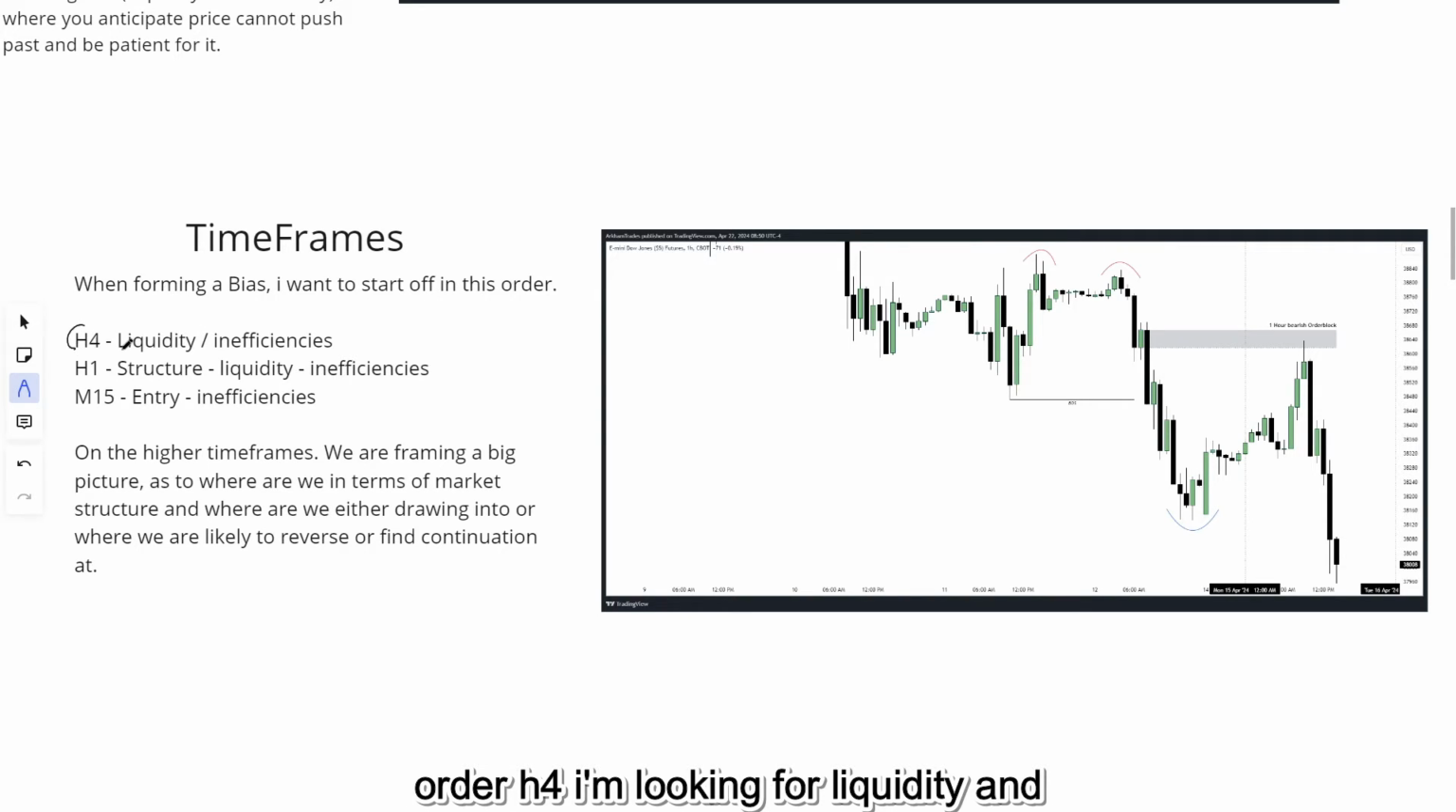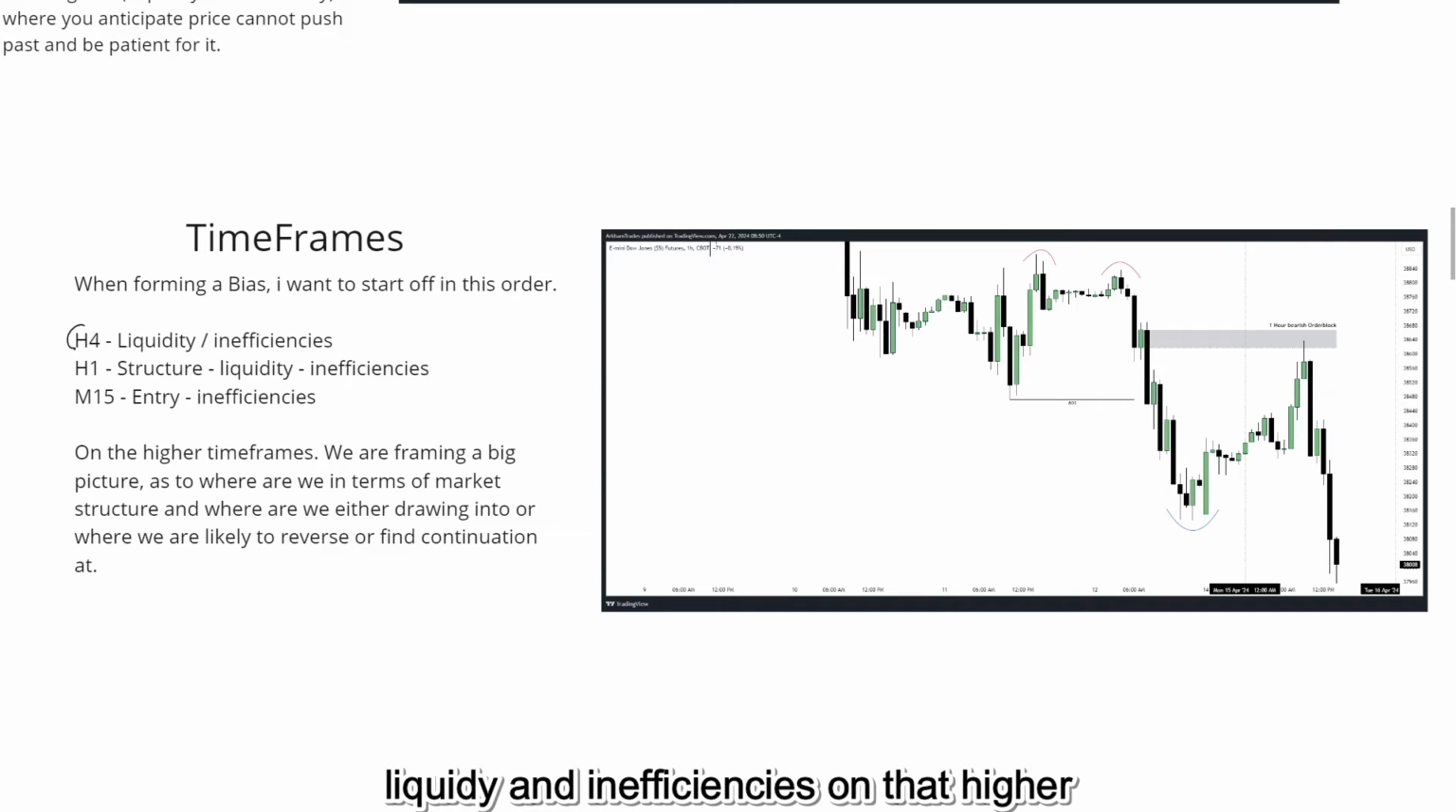H4, I'm looking for liquidity and inefficiencies inside of the marketplace. H1, I'm identifying the structure, looking for liquidity and inefficiencies on that higher time frame. And M15, I'm looking for my entry or lower time frame inefficiencies as well.